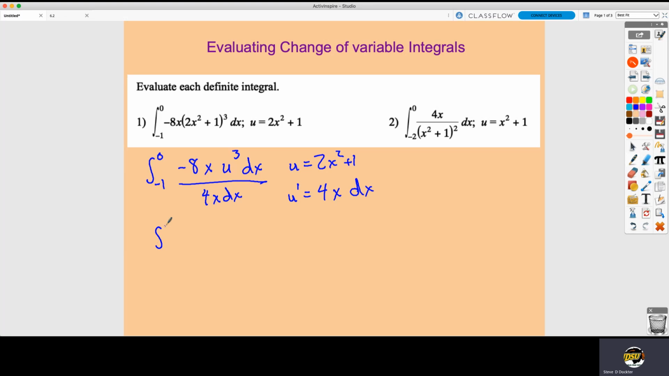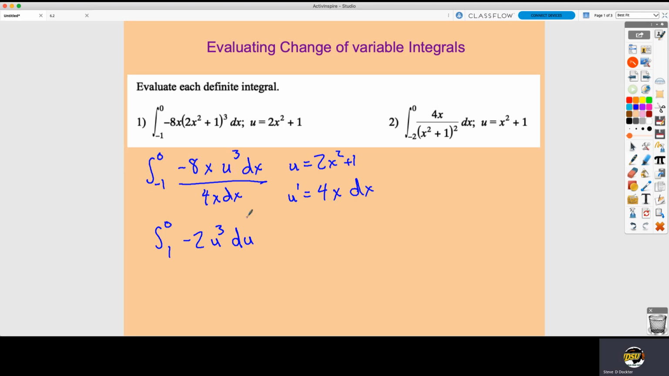So what we have now is the integral from 0 to 1 of, when we divide this out, we get -2 u cubed. And now instead of it being a dx, this would be a du. Now, I haven't made a big deal about it, and it's really not that big of a deal, but that's how it should be written at this point.